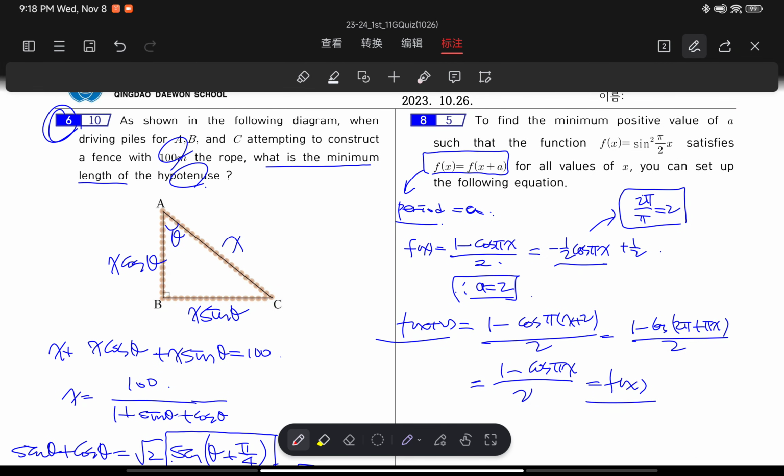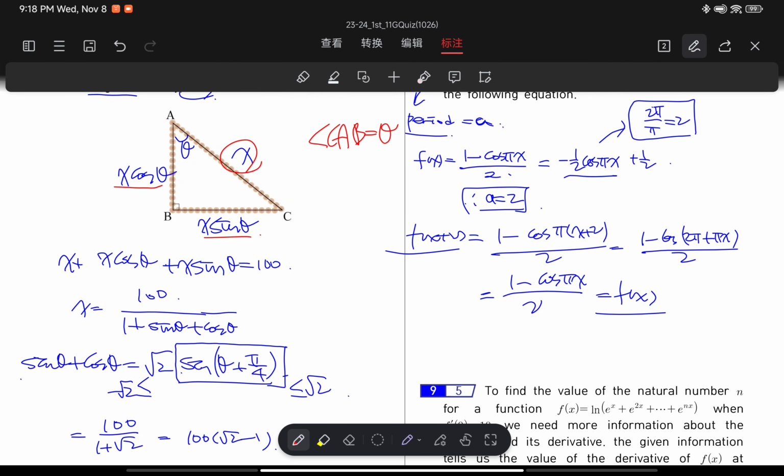6. As shown in the following diagram, first, what's the minimum length of the hypotenuse? Let AC equal x, and suppose angle CAB equals theta. Then AB is x cosine theta and BC is x sine theta, right? So adding our three segments, two legs and one hypotenuse, x plus x cosine theta plus x sine theta equals 100. So x equals 100 divided by 1 plus sine theta plus cosine theta.